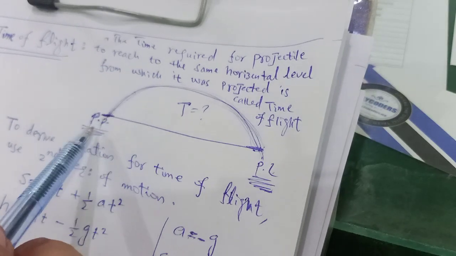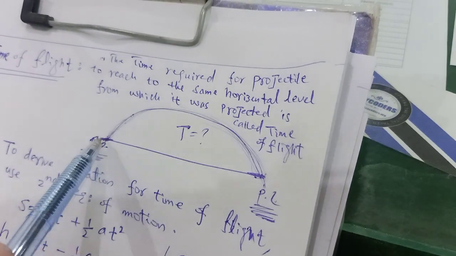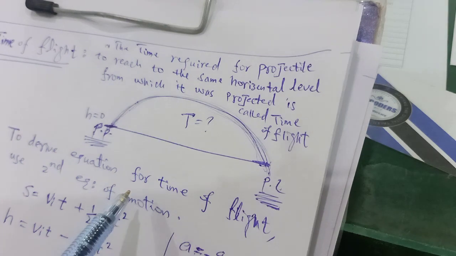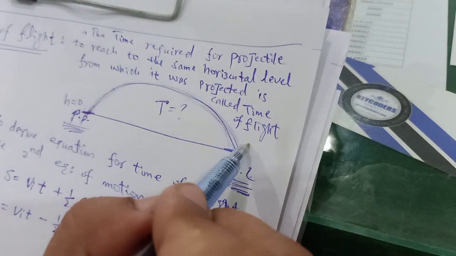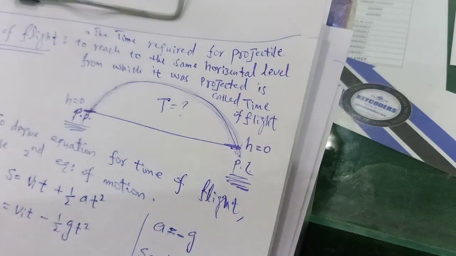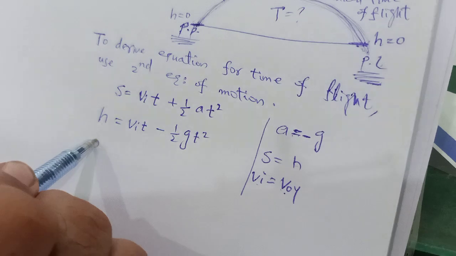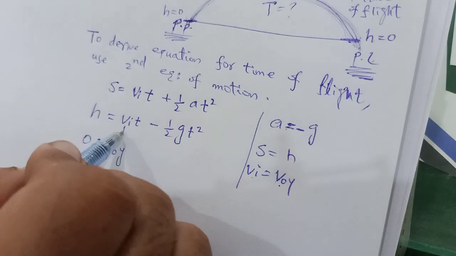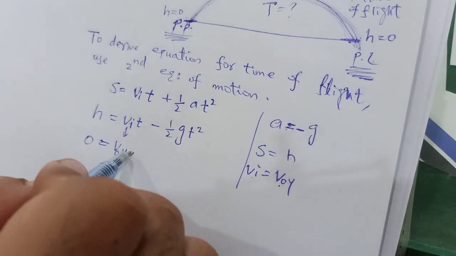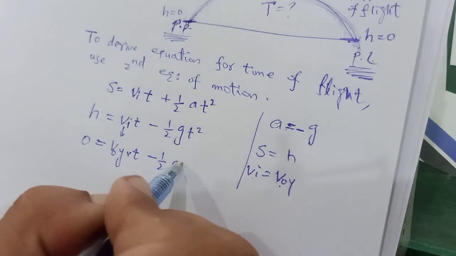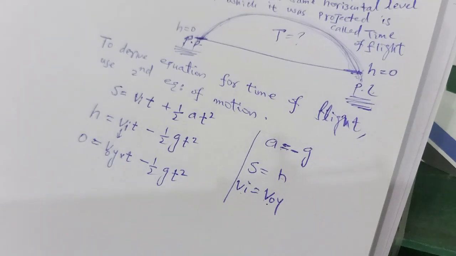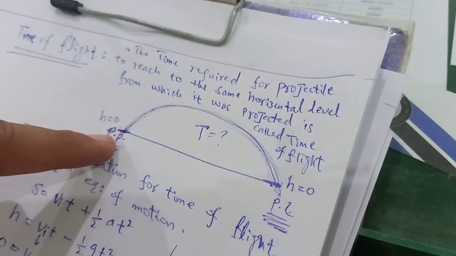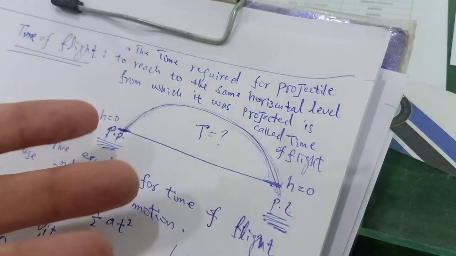Now, when the projectile is thrown from the point of projection on Earth's surface, its height from the Earth's surface is zero. And when it returns again to the Earth, its height again becomes zero. So in this equation, put zero for height, and put initial vertical velocity for V_i. V_i means initial vertical velocity, time as it is, minus half g t squared as it is. I hope you have got this point. Why do we put zero for height? Because the projectile returns to the same horizontal level from which it was projected.